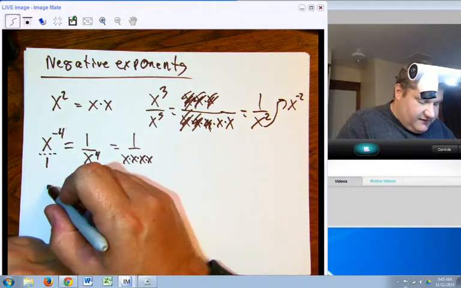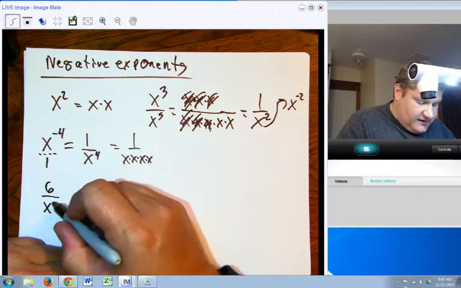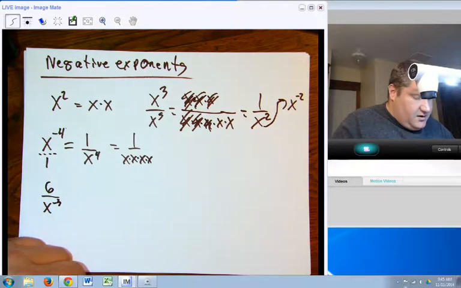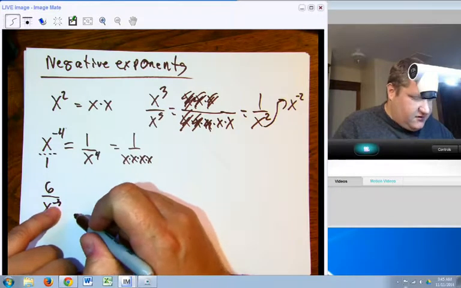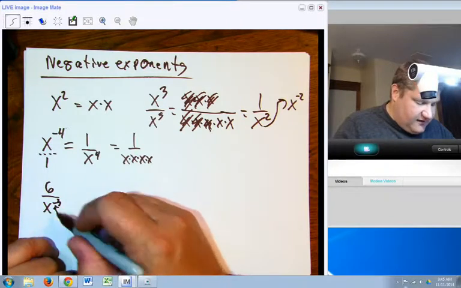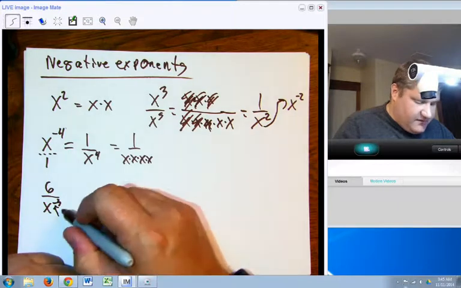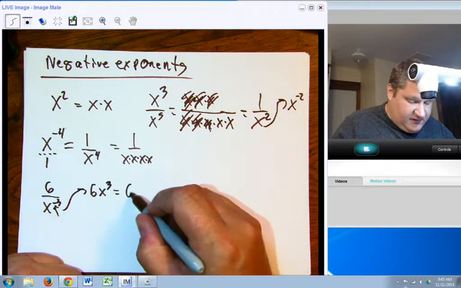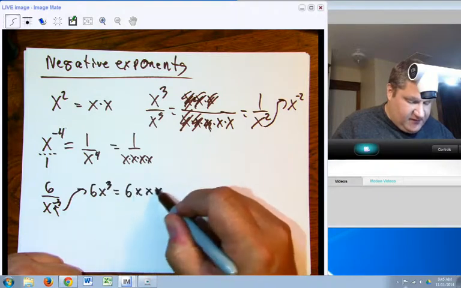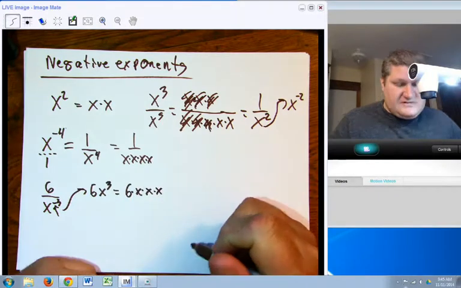Now, the same thing applies down here. If I have 6 over x to the negative third, well, it's in the bottom and it's negative. That negative right there says I'm in the wrong spot. It needs to go up to the top, so it's going to be 6x cubed, and so I have 6 times x times x times x. And so it works out nicely.